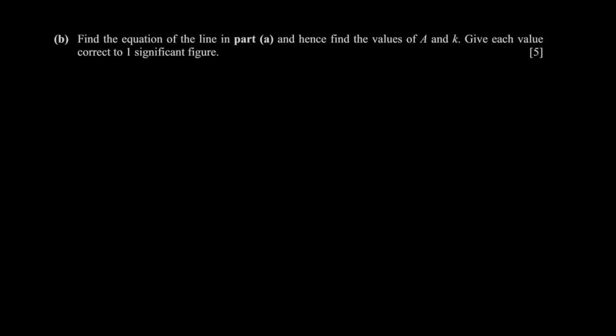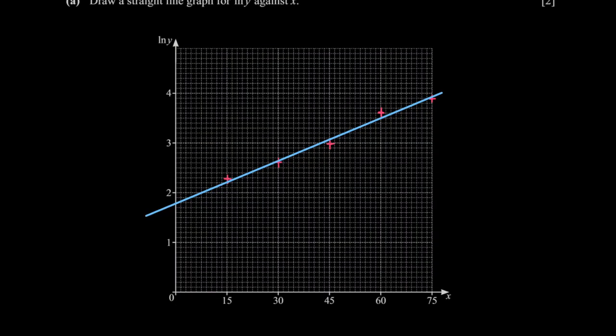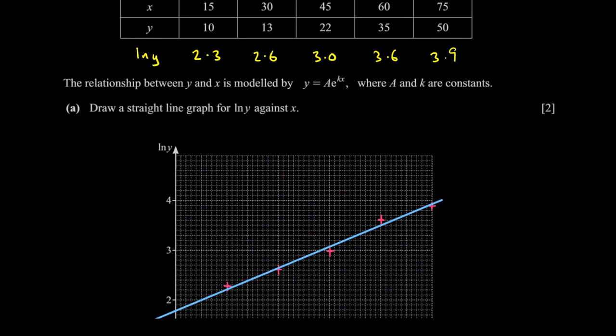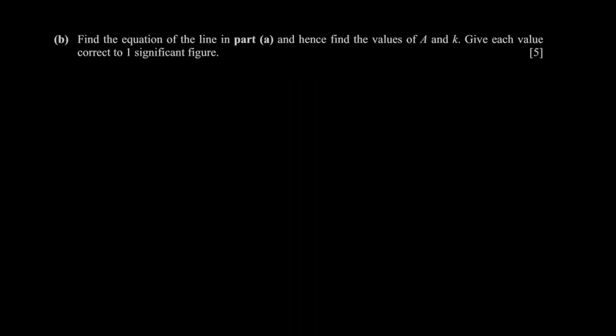All right. Find the equation of the line in part A and hence find the values of a and k. Give each value correct to one significant figure. All right, I'm going to go back to this equation here. y is equal to a e to the kx. So I always start with this. And then I'm going to take the natural log of both sides. So I'm going to find ln y is equal to ln a e to the kx.